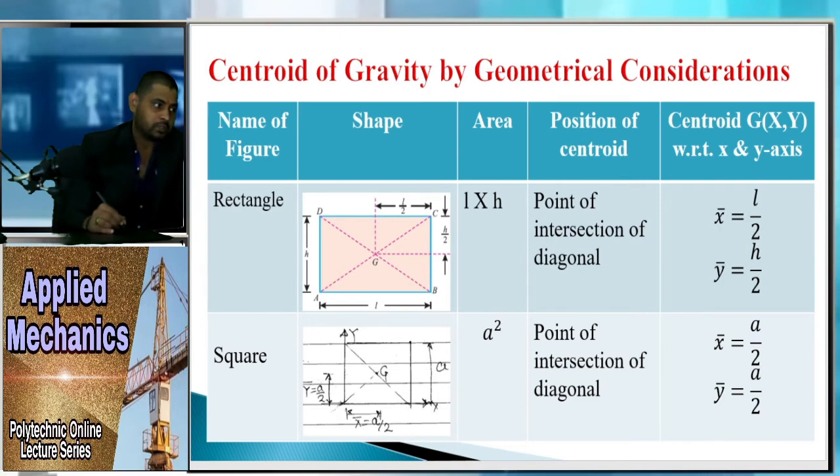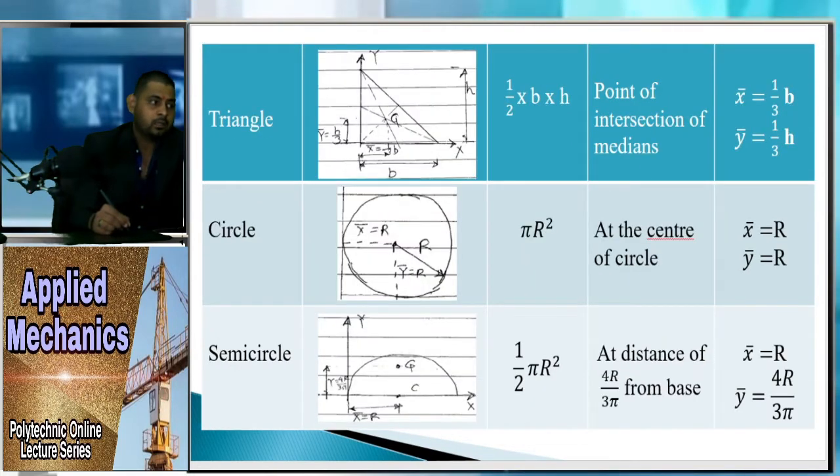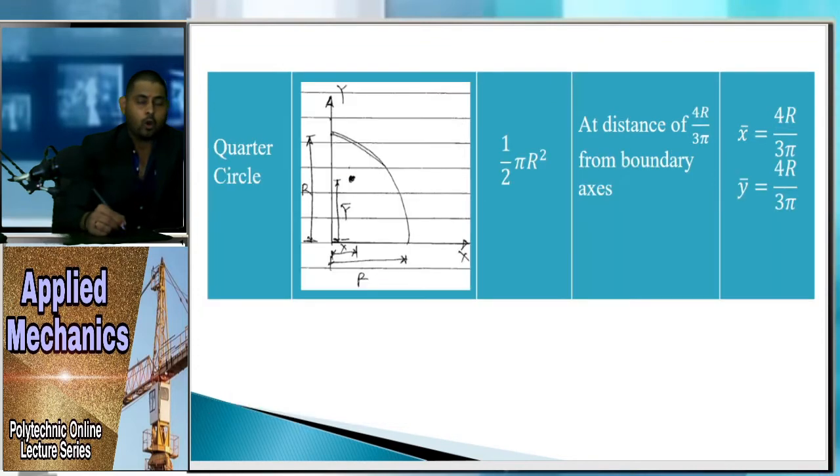Now see, we have different figures. One is the rectangle, second is the square, third is the triangle, then circle and semicircle. After that we have one more figure, that is the quarter circle. So these are the centroids of gravity under geometrical conditions.